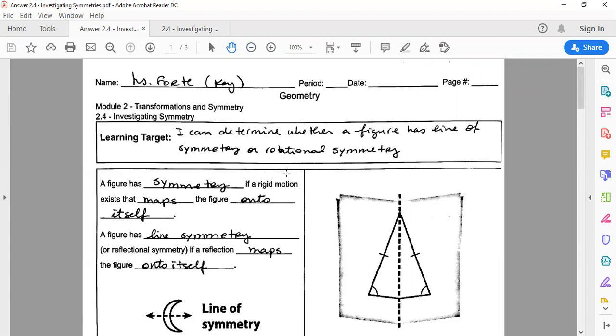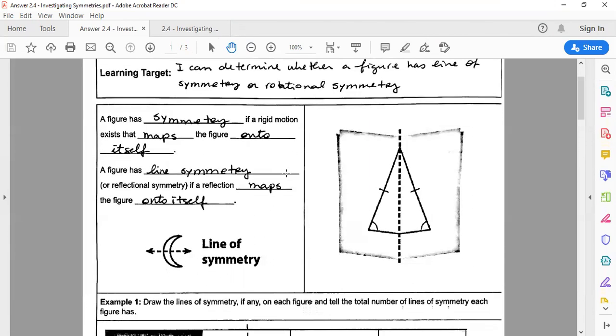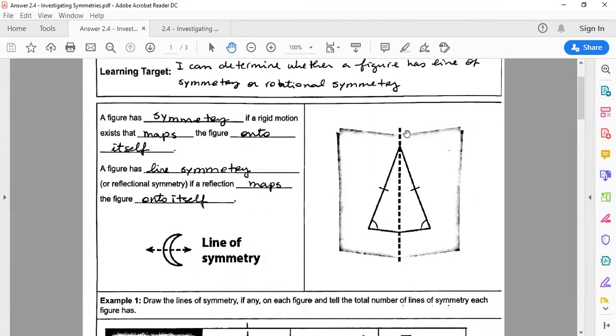So if we look at the picture to the right, we can see this triangle, and we can see that if we reflect it over this vertical line, the triangle is going to fall on itself. So it's going to be the original triangle. That's what we call a line of symmetry. A figure has line symmetry or reflectional symmetry if a reflection maps the figure onto itself, just like it happened with the triangle on the right.